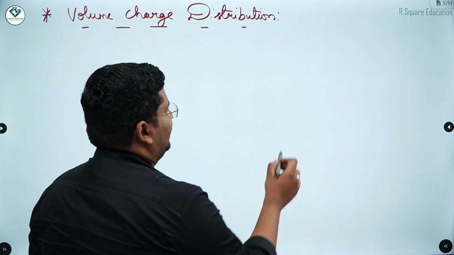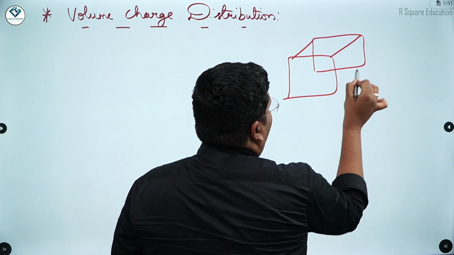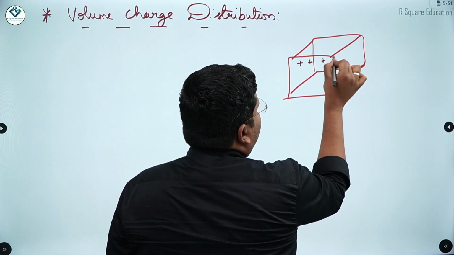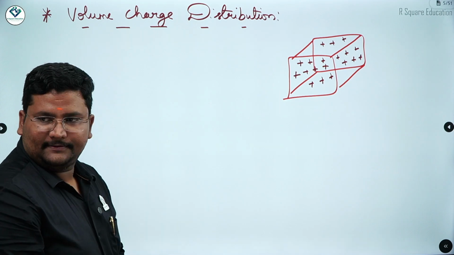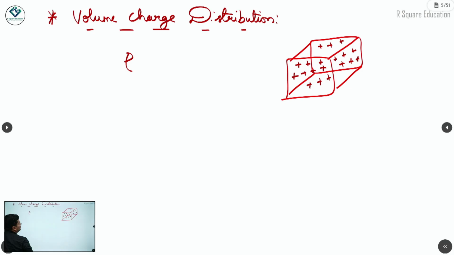So in this case, if I take a volume, say I take a cube, I am going to have the charges which is filled inside this volume of cube. If I take the entire volume as V and the amount of charge which is filled is Q, then what will be the charge density here? Let me take it as rho. So rho is going to be equal to Q by V.